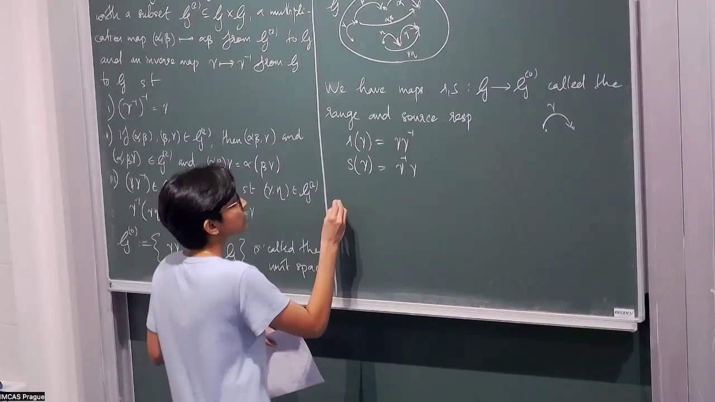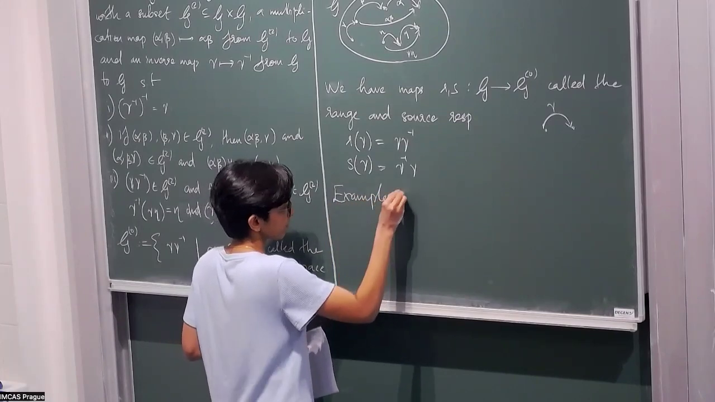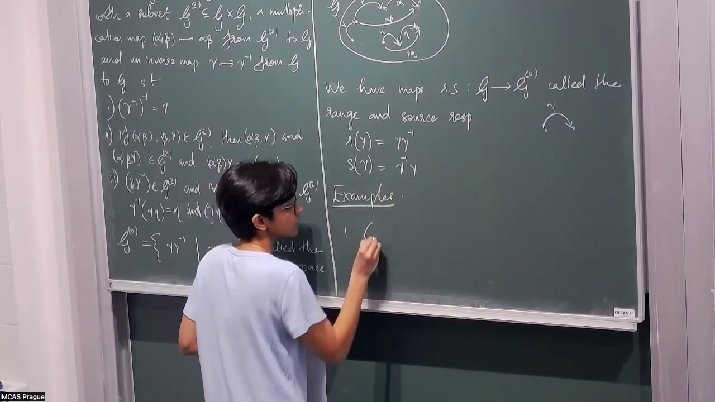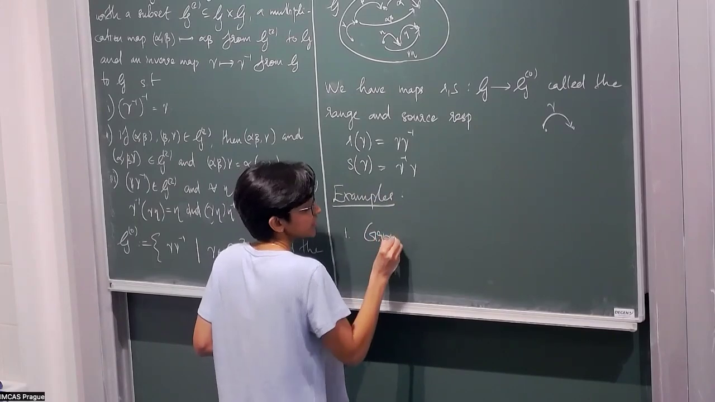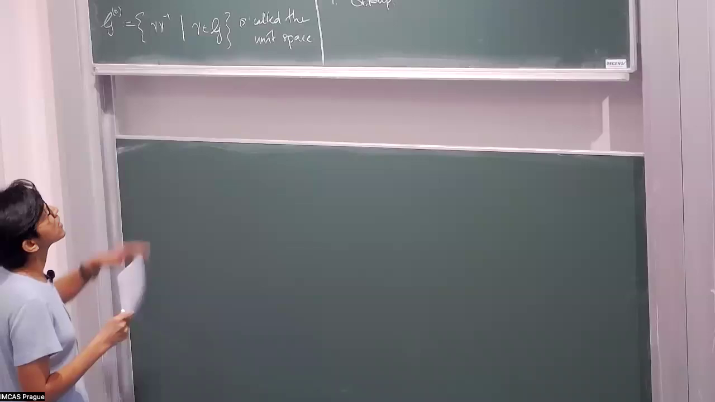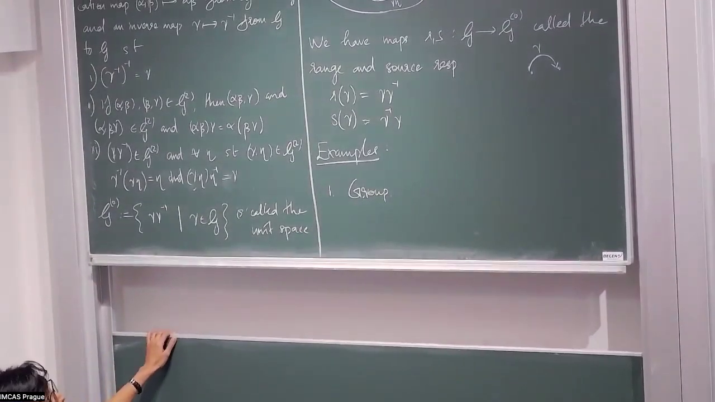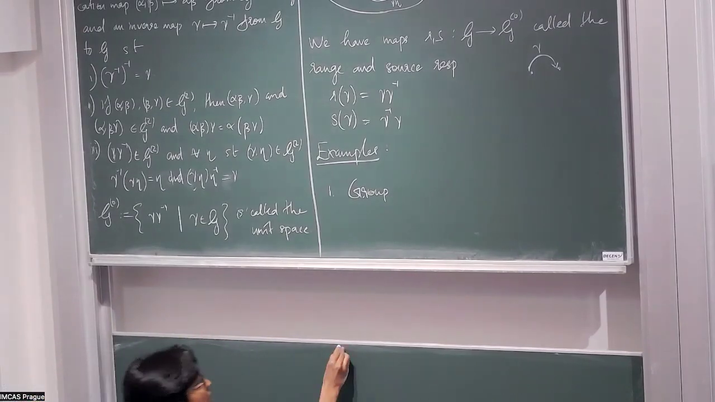Now we can look at a few examples. The first one would be any group G. Here the unit space is just the identity, and every pair of elements is composable, and yeah, we can consider it as a groupoid.